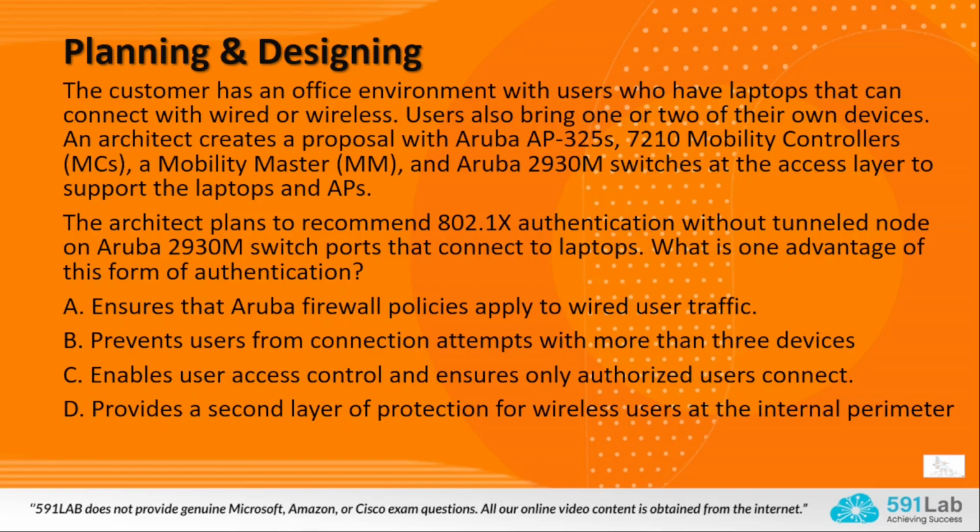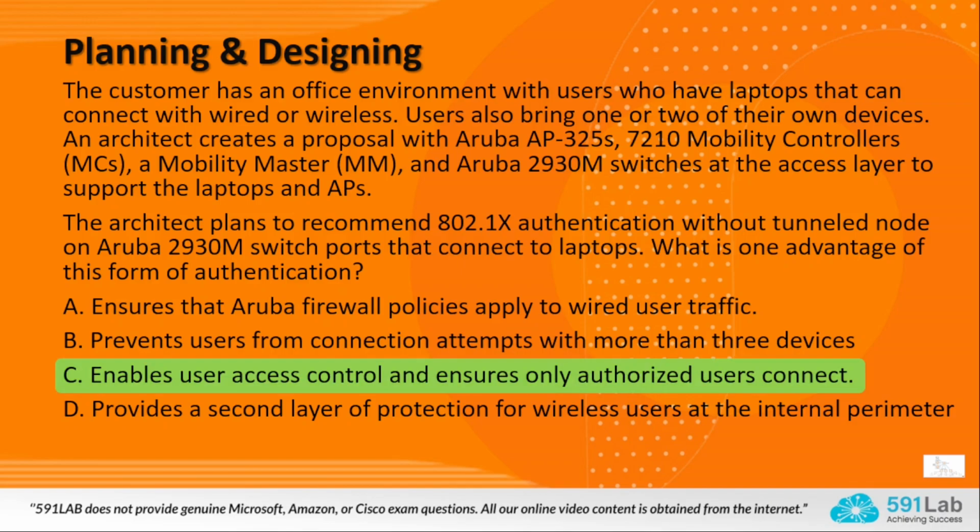Option C enables user access control and ensures only authorized users connect. With 802.1x authentication implemented, it is possible to allow the authorized users to connect after successful authentication. So it seems the correct answer, but let's check the last. Option D provides a second layer of protection for wireless users at the internal perimeter. There's no relationship of the 802.1x wired authentication with wireless users. So this is not correct. So the correct answer is option C.